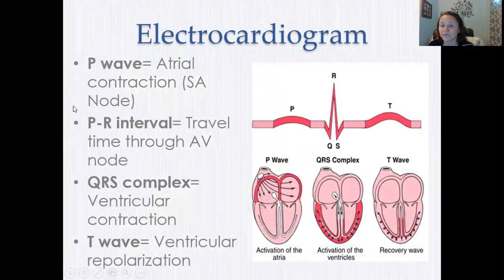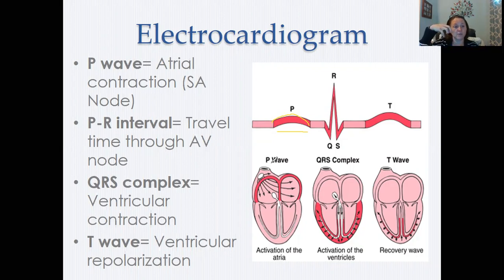All right, so first up, we have the P wave. Each part of the EKG represents something else happening. It represents some portion of the contraction and muscle movements of your heart. So your P wave is representative of your atrial contraction. When we see this first little bump on your EKG, that P wave is representing that electrical movement from the SA node to the AV node and that atrial contraction that comes with it.